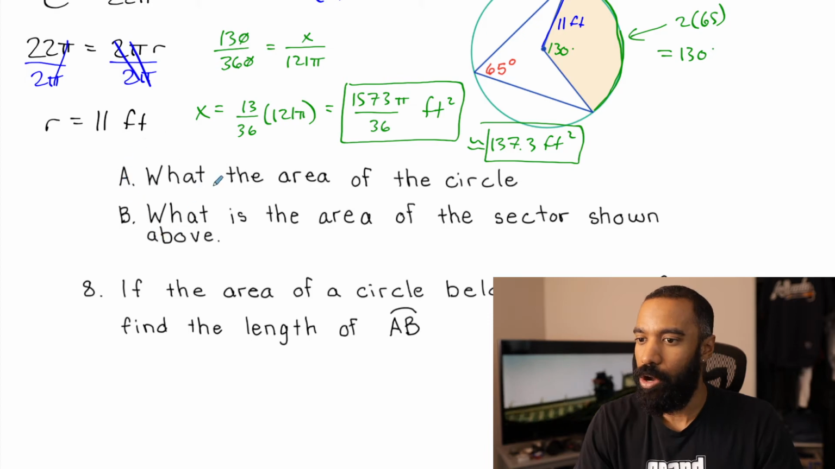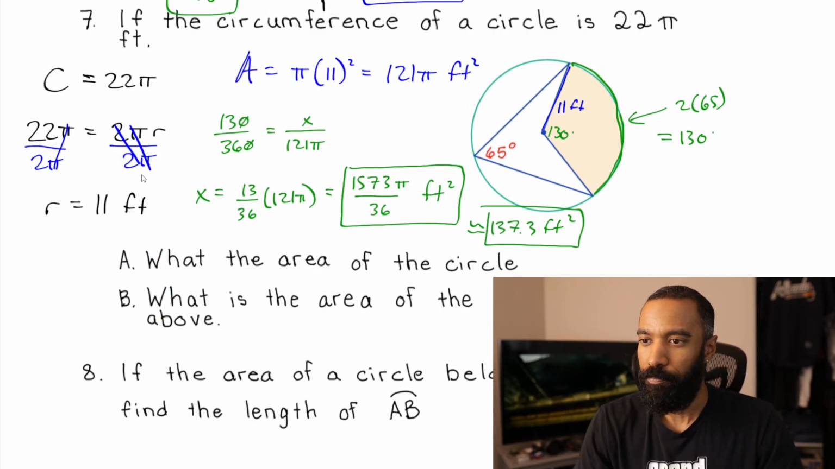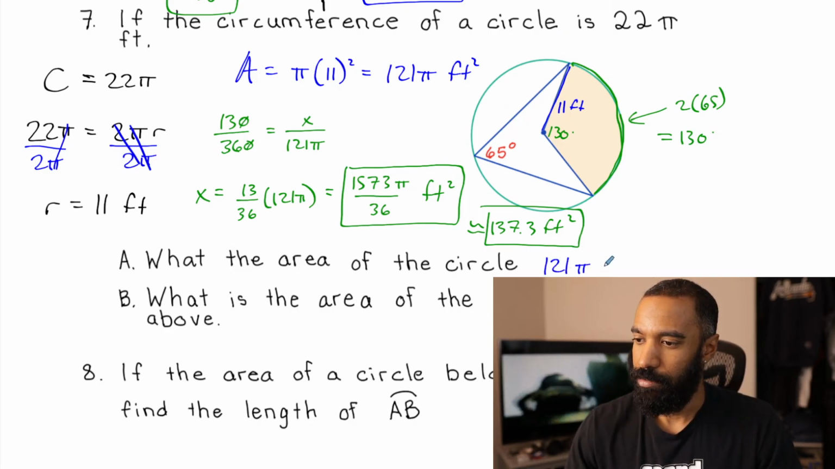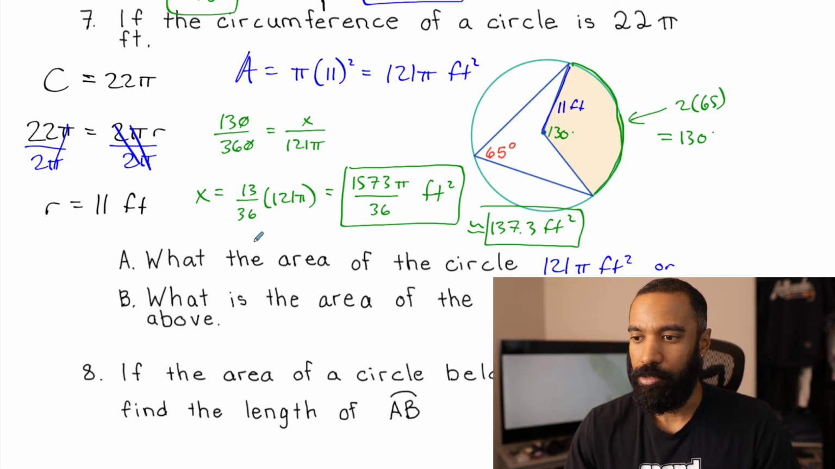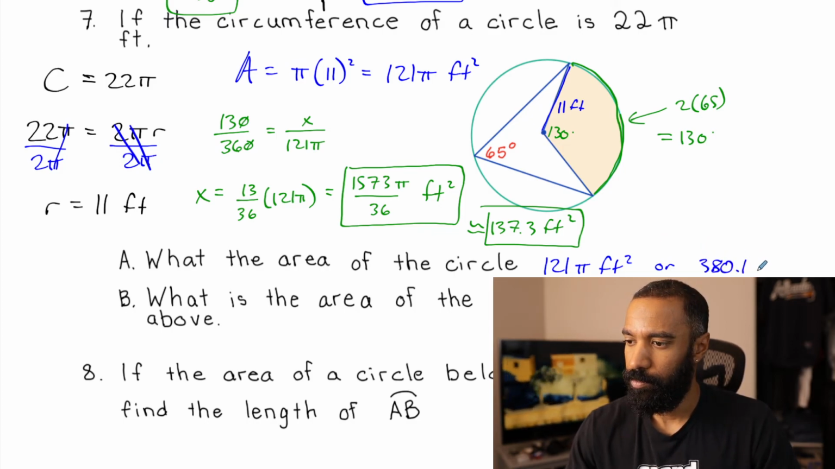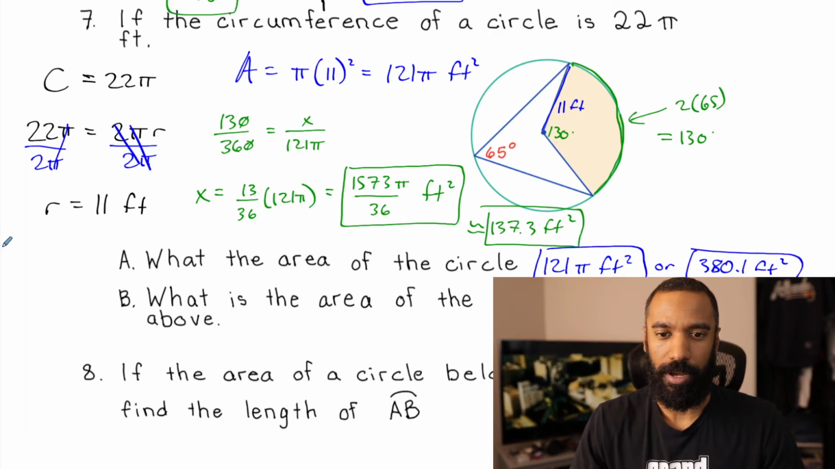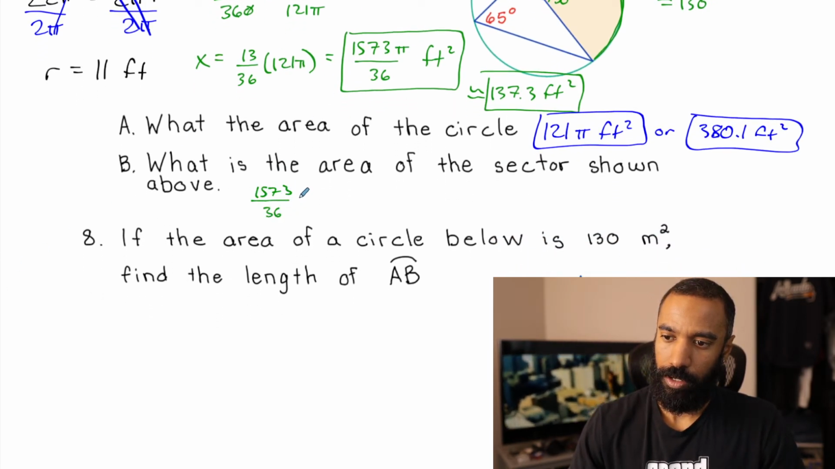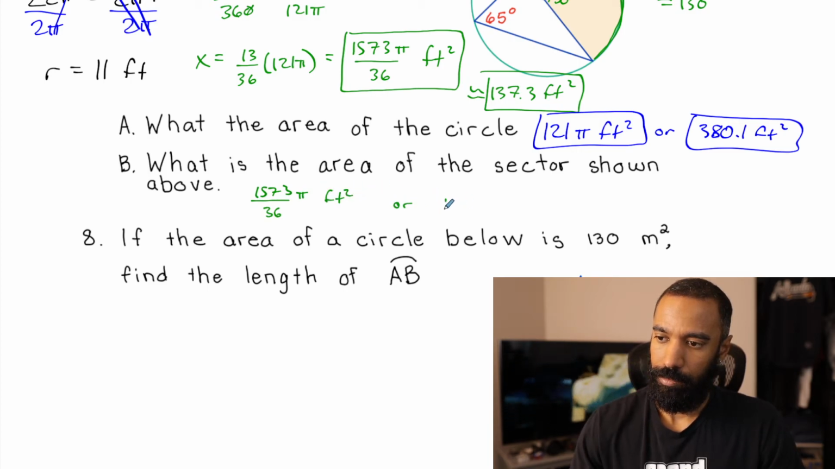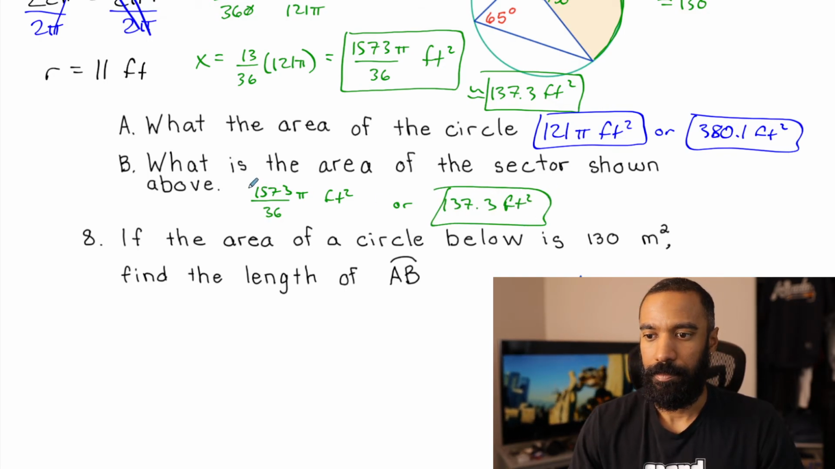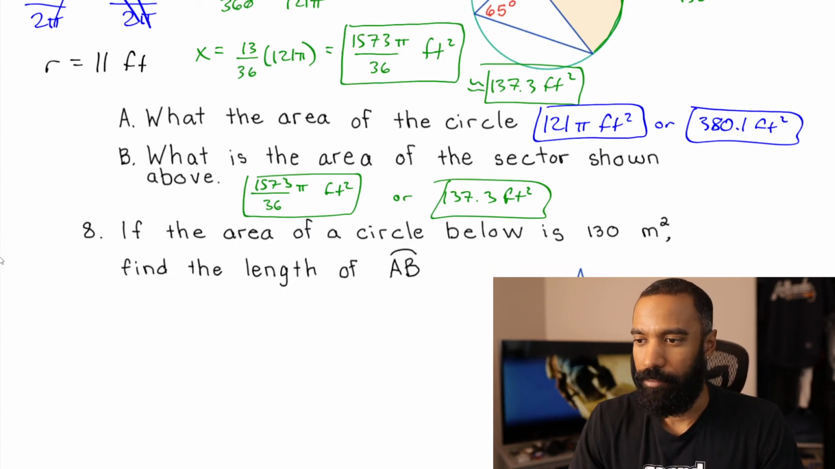Oh, the questions were right here. Oh, no, I didn't even see that. Okay, my bad. All right, what's the area of the circle? 121. Okay, let's use the rounded one as well. 121 pi square feet, or, I'm sorry about that. What did I say? 380.1 square feet as well. I'm sorry. The area of the sector shown above. Okay. I'm sorry about that. All right. We still found everything we were looking for.